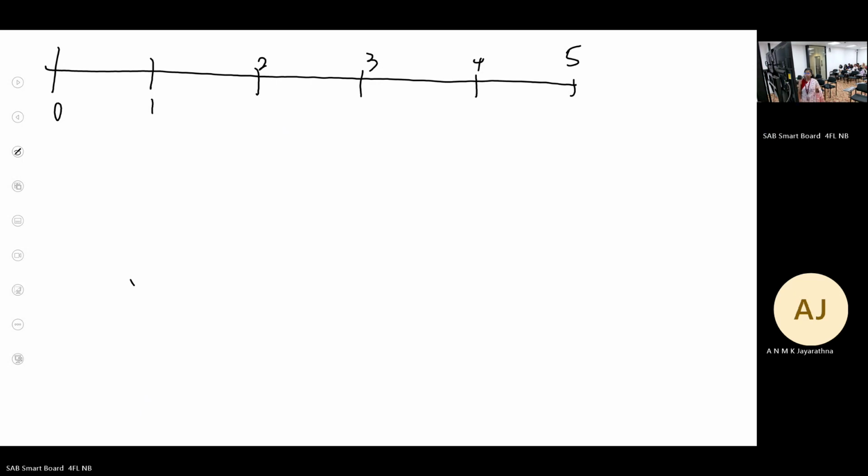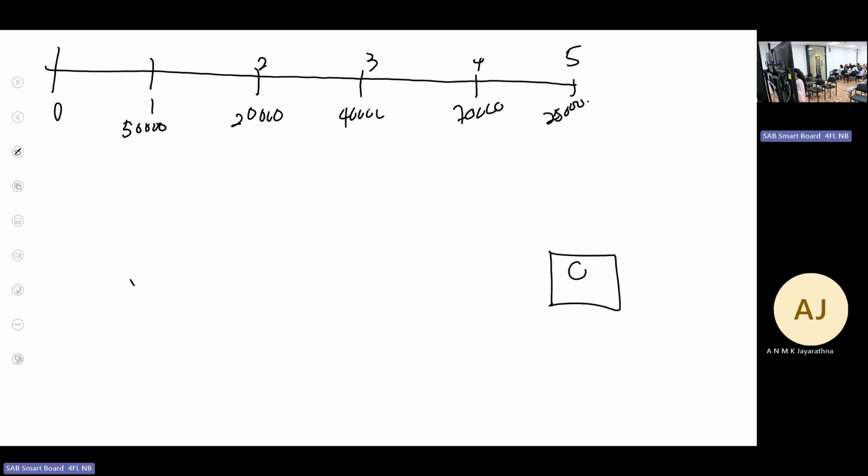All right. First year, 50,000. Second year, 20,000. Third year, 40,000. Then 25,000. After 5 years, what would be the future value? That means now you are placed here. Then how can we calculate future value?